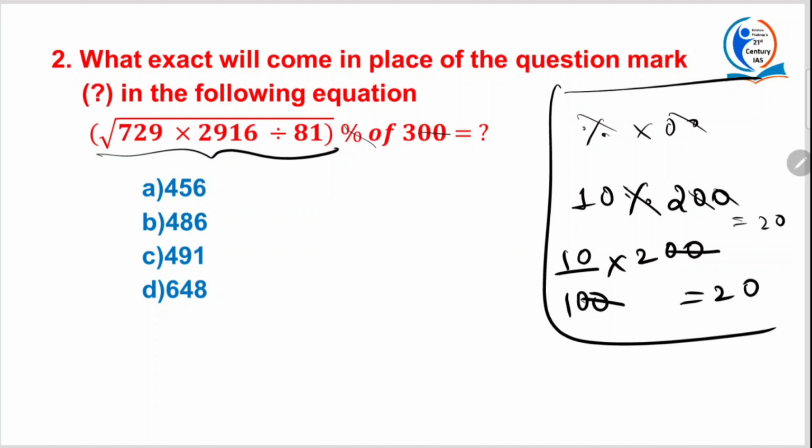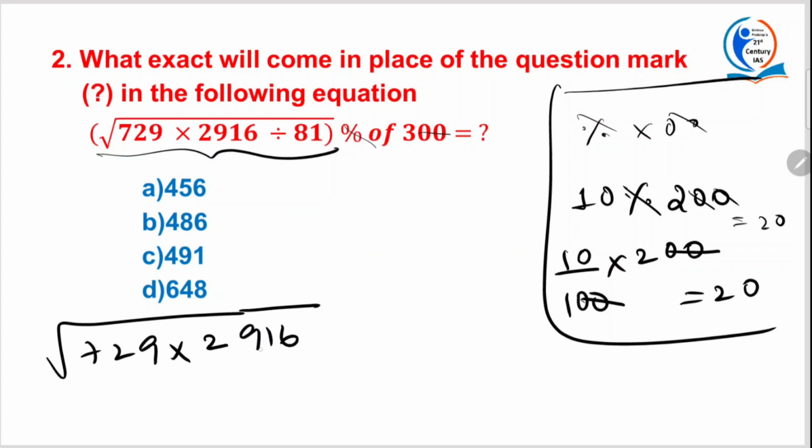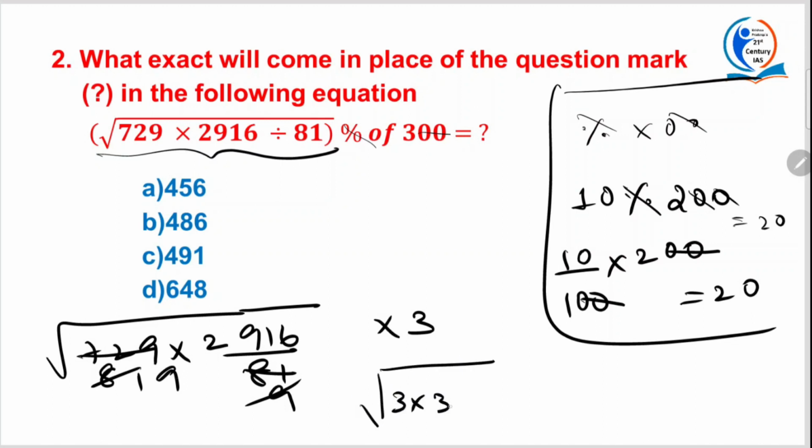Alright. Now, here also you have division and you have multiplication. So first, in order of precedence, you have to divide the number. Alright. So it is root over 729 into 2916 divided by 81 into 3. Alright. So 9 nines are 81, 9 eights are 72, 1. 9 ones are 9, 9 nines. Okay. So this 9 can be written as 3 into 3 into 2916 into 3.